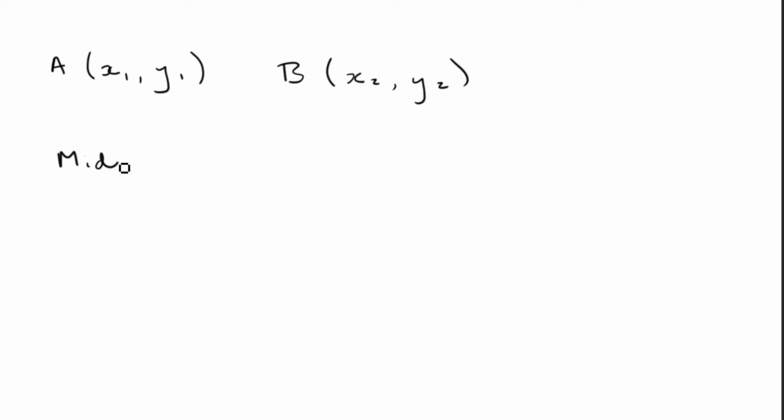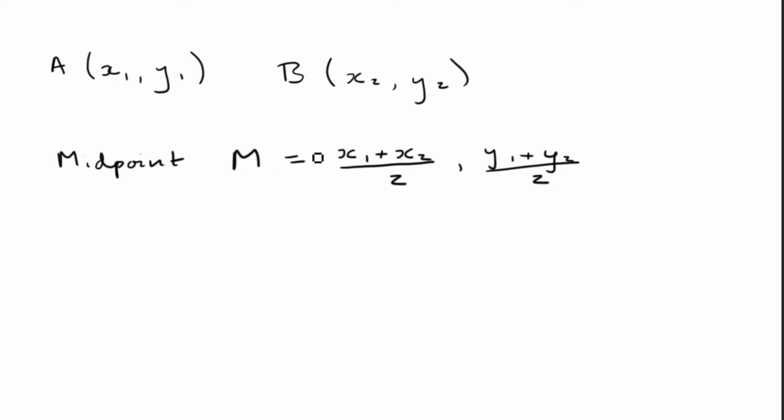More formally then, if A is a point with x-coordinate x1 and y-coordinate y1, and B is a point with x-coordinate x2 and y-coordinate y2, then the midpoint of the line segment joining A and B, let's call this coordinate M, can be found by averaging the x-coordinates of A and B, in other words, adding them together and dividing by 2, and averaging the y-coordinates of A and B. Again, add them together, divide by 2.